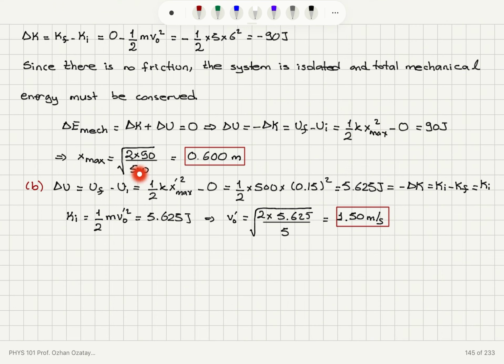So we can plug in the numbers to obtain the final result. And the story in part B is the same, except that we are given the maximum compression. We're asked to find the new value of V0 that will make sure that the spring will be compressed no more than 0.15 meters.